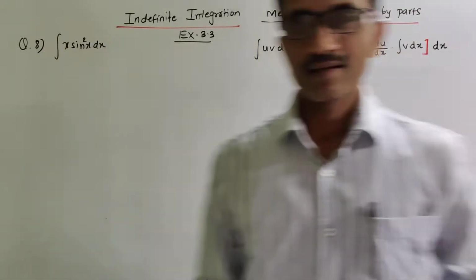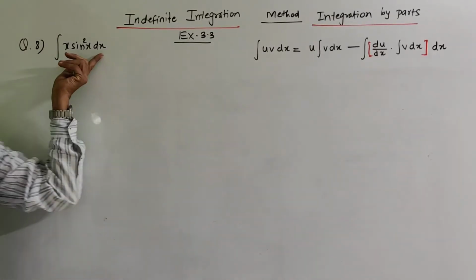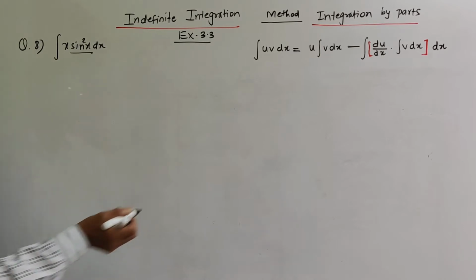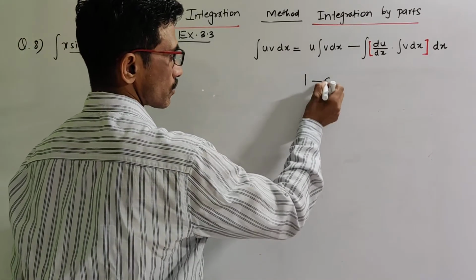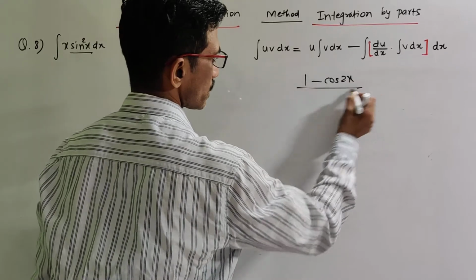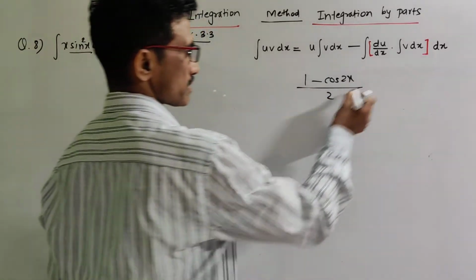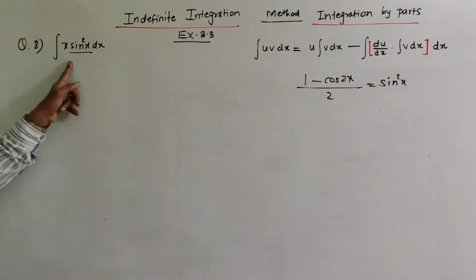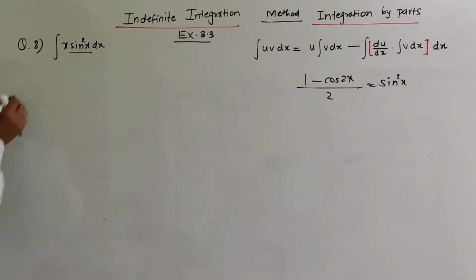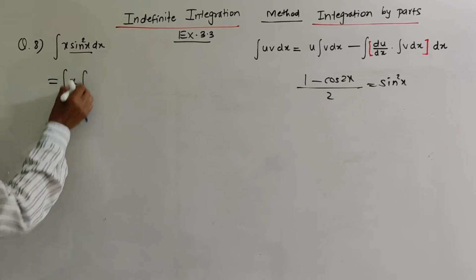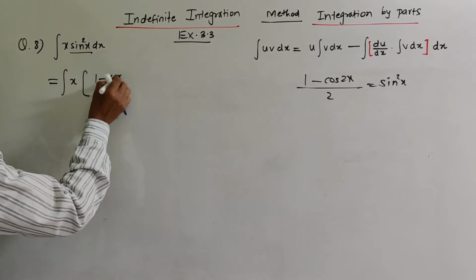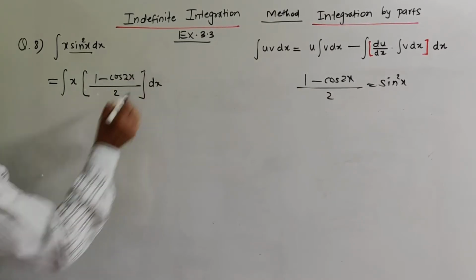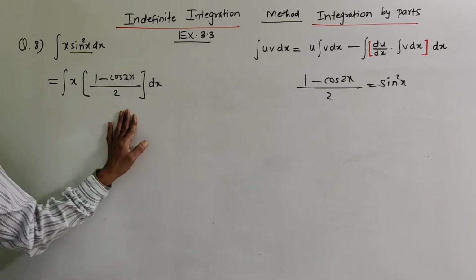इस इंटीग्रल में sin square x we write as 1 minus cos 2x upon 2. See, sin square x is equal to 1 minus cos of 2x upon 2. So in place of this sin square x we write 1 minus cos 2x upon 2. So this will be x into 1 minus cos 2x upon 2 dx. Then separate it.